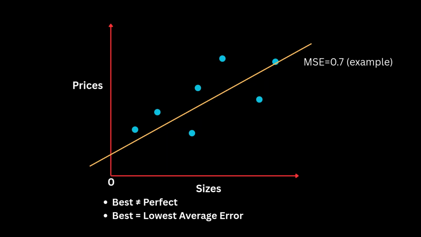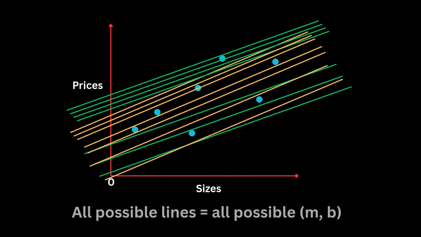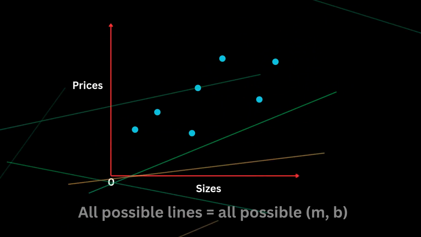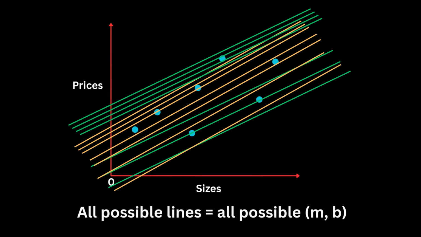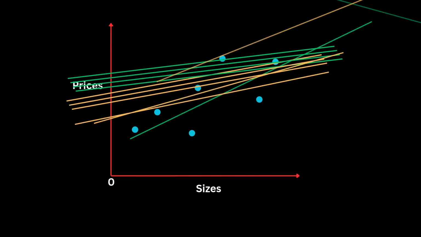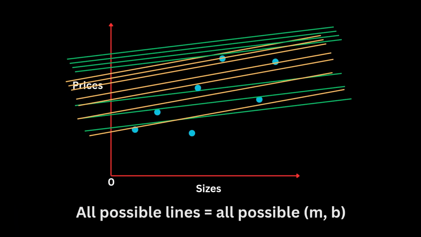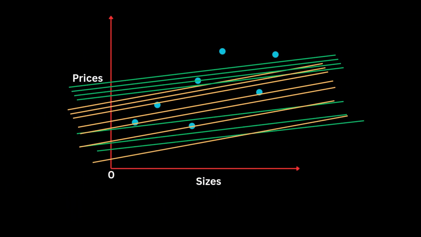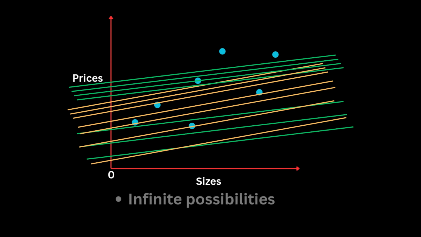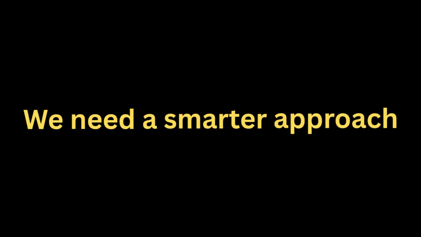That's what MSE measures. In theory, we could try every possible line. Change M, calculate MSE. Change B, calculate MSE. Repeat forever. But there are infinitely many lines. So we need a smarter way.